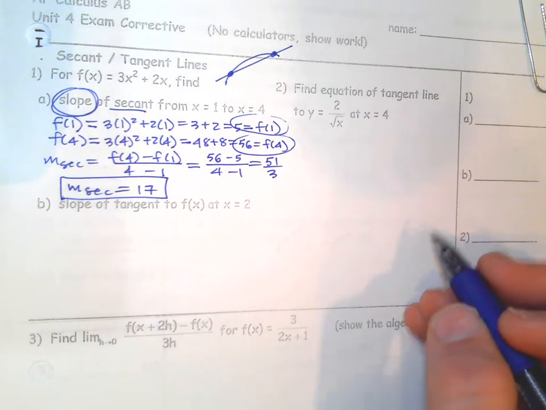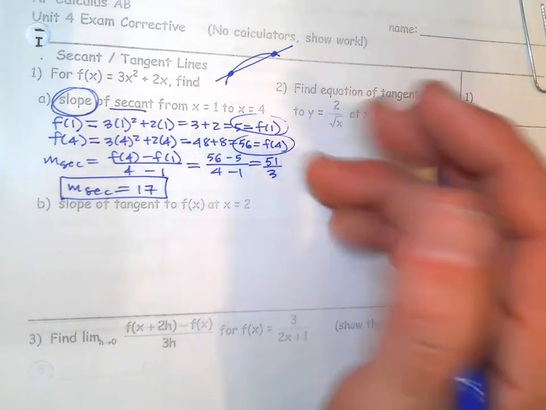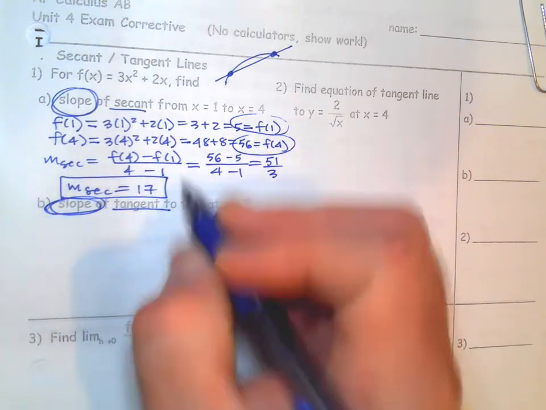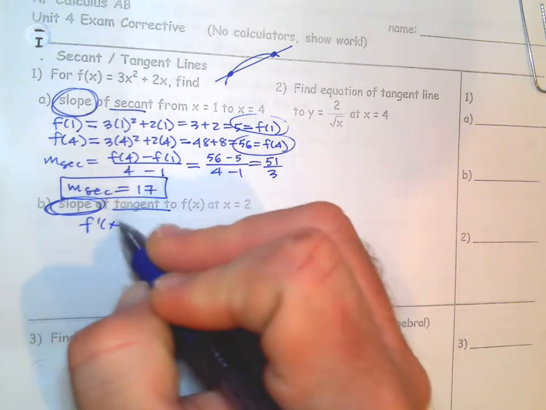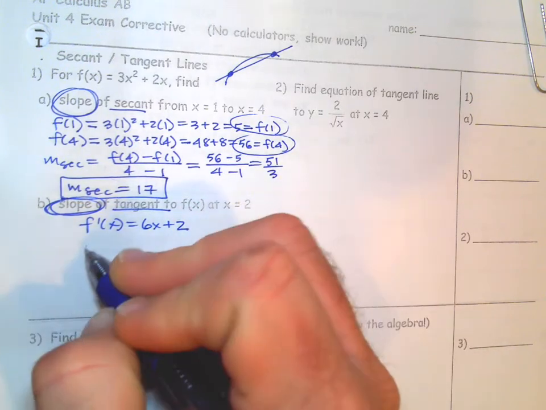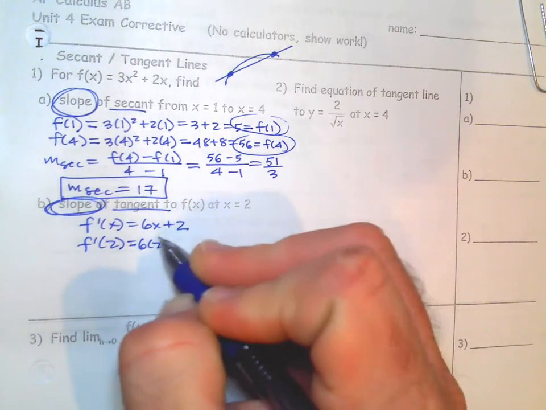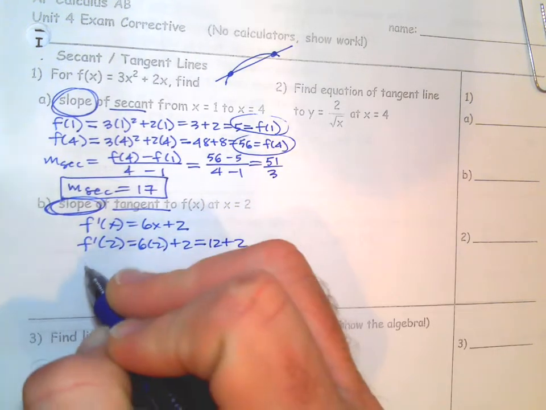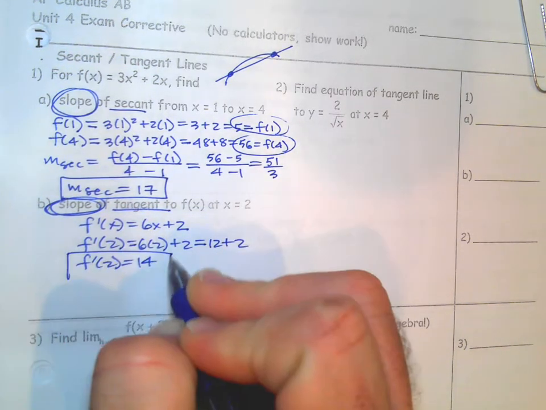If I want the equation, then I'd use one of these points with the point-slope form. Be done with it. Slope of the tangent line. For the tangent line, we have these derivatives. So you have to find the derivative, f prime equals 6x plus 2, power rule, and then plug 2 into it afterwards. And so f prime of 2 equals 14.